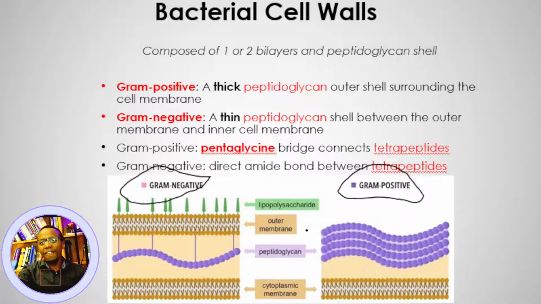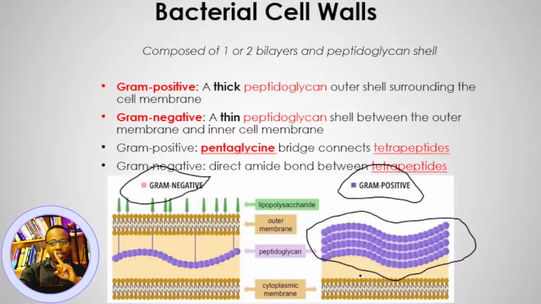Gram-positive have a thick peptidoglycan layer on top of their one lipid bilayer. Right? You see the difference? That's a big difference. And this is what manifests in pretty much what the bacteria end up doing to your body.